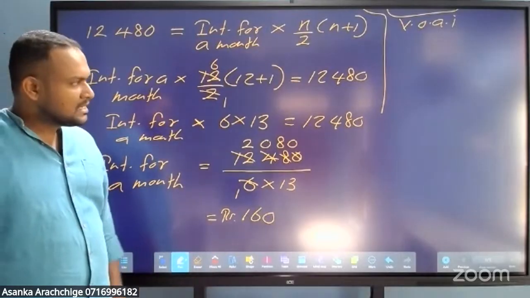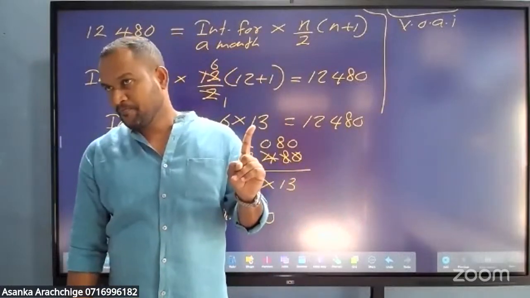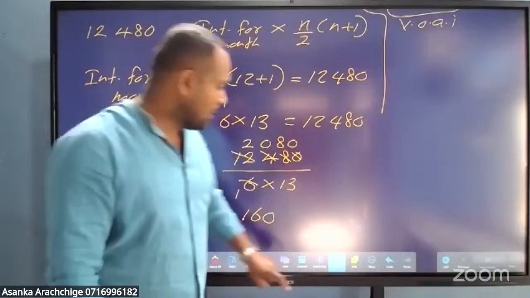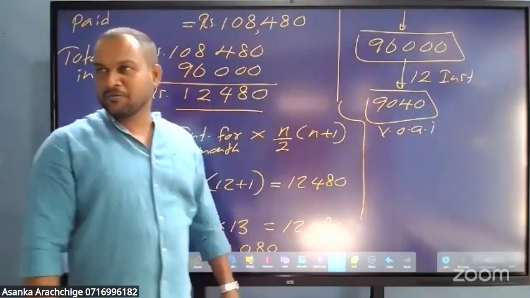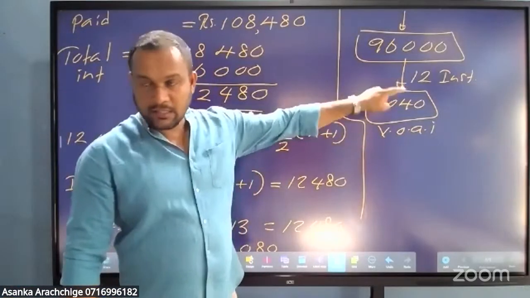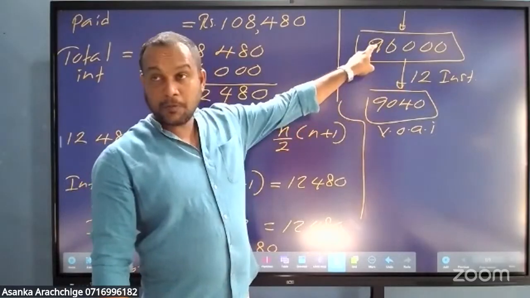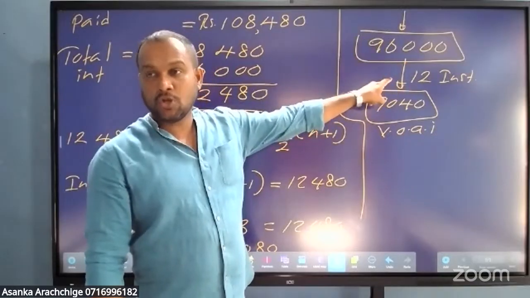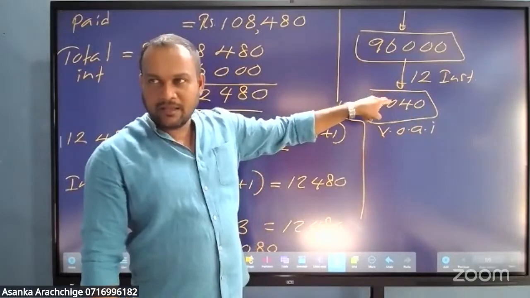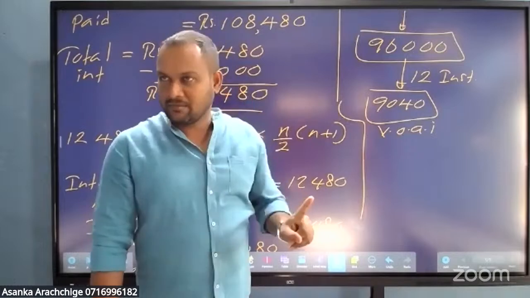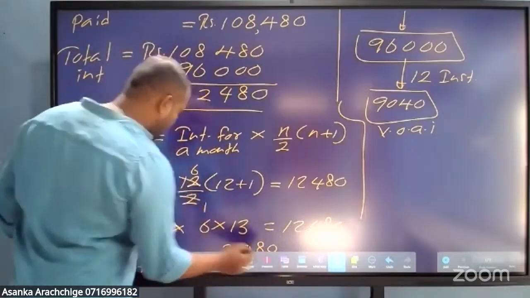Right. Now we have to find the loan amount for 1 month. You know, the total loan amount for 12 months is 96,000 rupees. By dividing this total loan amount by the number of installments, installments means actually number of months, then you can get the loan amount per month. That is 96,000 division 12.